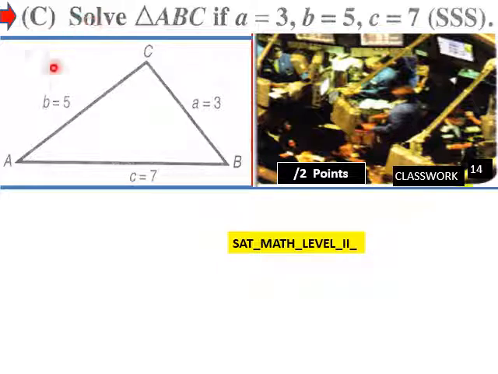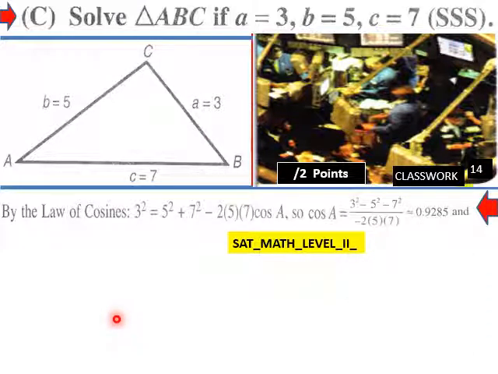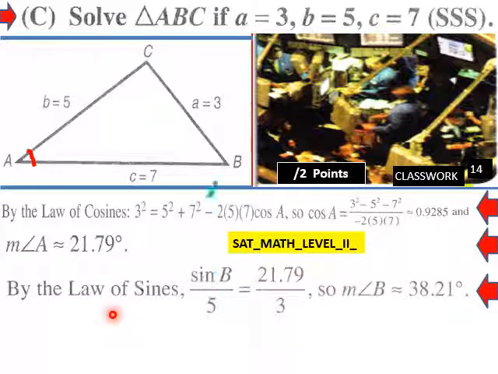Solve this triangle here, ABC. So now we have our side lengths. So how do we find the angle measures there? By the law of cosines, we plug our lengths into the law of cosines. We have cosine A equals this value here, which comes out to 0.9285. And so we can find the measure of A to be 21.79 degrees.